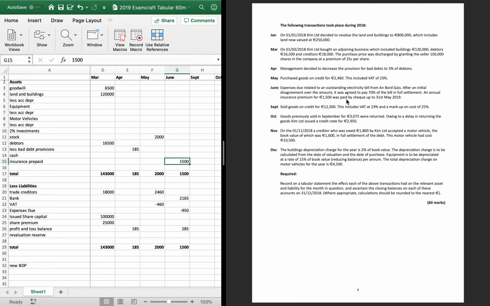September, it's goods sold on credit for 12,300. This includes VAT at 23% and a markup of cost at 25%. So we're going to have profit and loss. We've made a markup or a profit on selling the goods. We're going to have debtors because we sell goods to debtors. We're going to have VAT, and stock is going to go down. There's quite a bit in that.